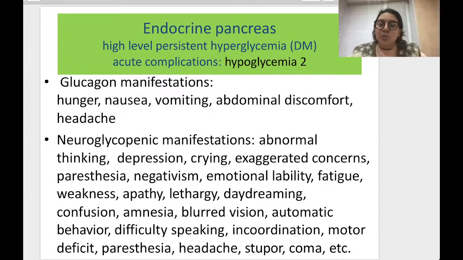We can see glucagon manifestation because on low glucose there will be stimulation of glucagon effects. It is hunger, nausea, vomiting, abdominal discomfort, and possible headaches. Neuroglycopenic manifestation: abnormal thinking, depression, crying, exaggerated concerns, paresthesia, negativism, emotional lability, fatigue, weakness, apathy, lethargy, daydreaming, confusion, amnesia, blurred vision, automatic behavior, difficulty speaking, incoordination, motor deficit, paresthesia, headache, stupor, coma, etc.